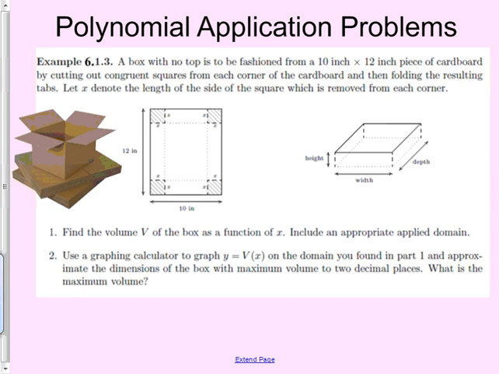I want you to look at the test, please. I want you to look at the tough polynomial problem on the board.